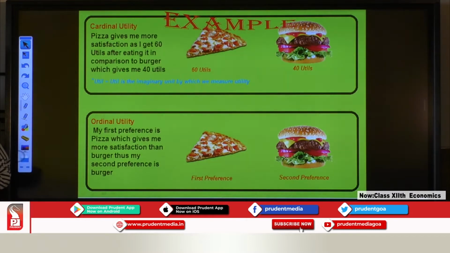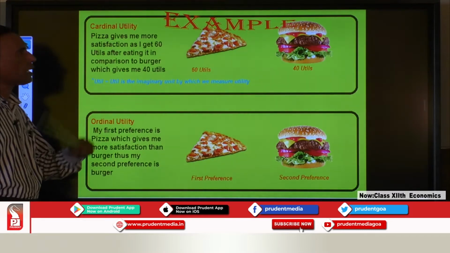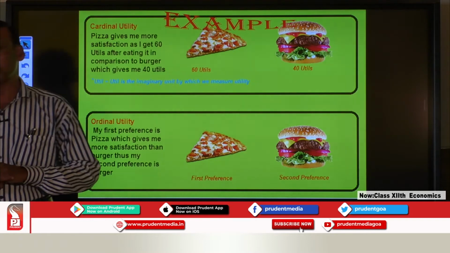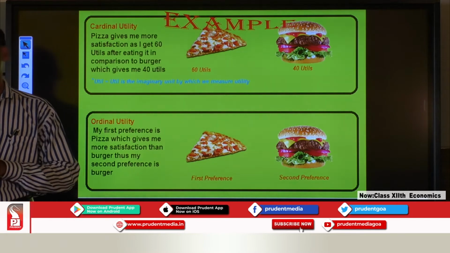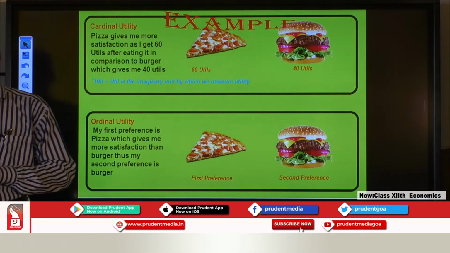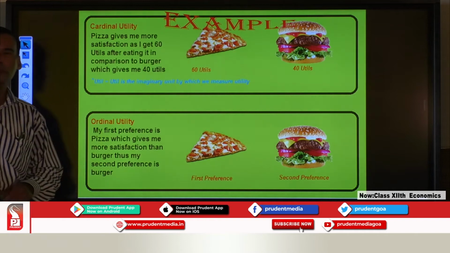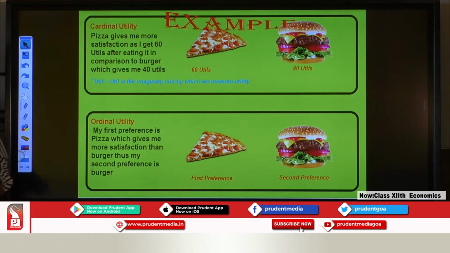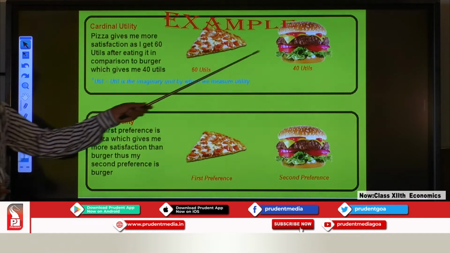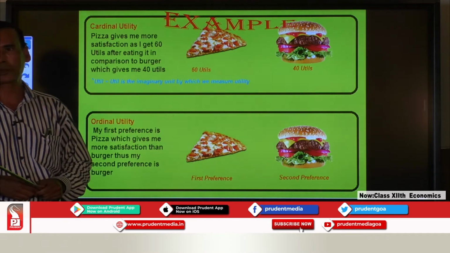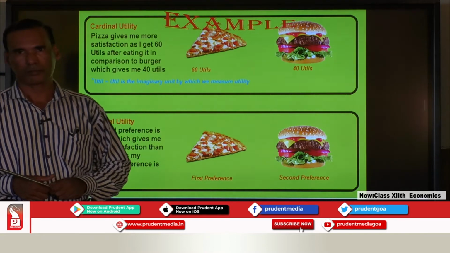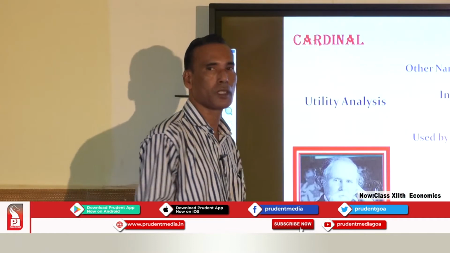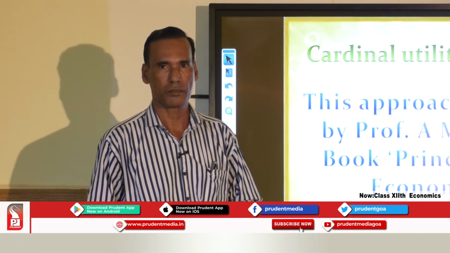For example, pizza. By consuming pizza, it gives me 60 utils. Utils means unit for measurement of utility. So by consuming pizza, it gives me satisfaction of 60 utils. Whereas by consuming a burger, it gives me 40 utils of satisfaction. This we measure in case of cardinal utility.